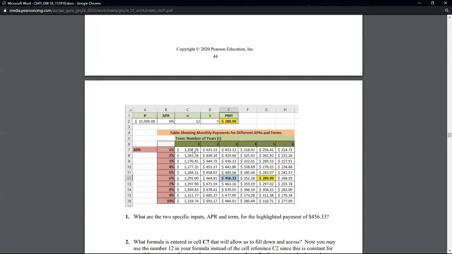So you can see that by having a 1-year loan going from 1% to 2%, you go from paying $1,256.78 a month to $1,263.58 a month. So that's another $7 roughly, just by having a 1% higher rate. And then if you go up another percent, it goes up about another $7. And it's not exactly the same each time, but it's about $7.